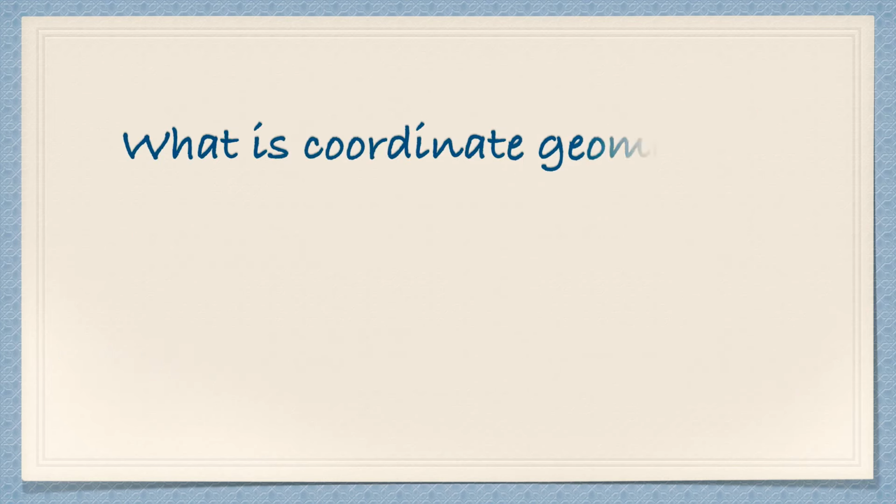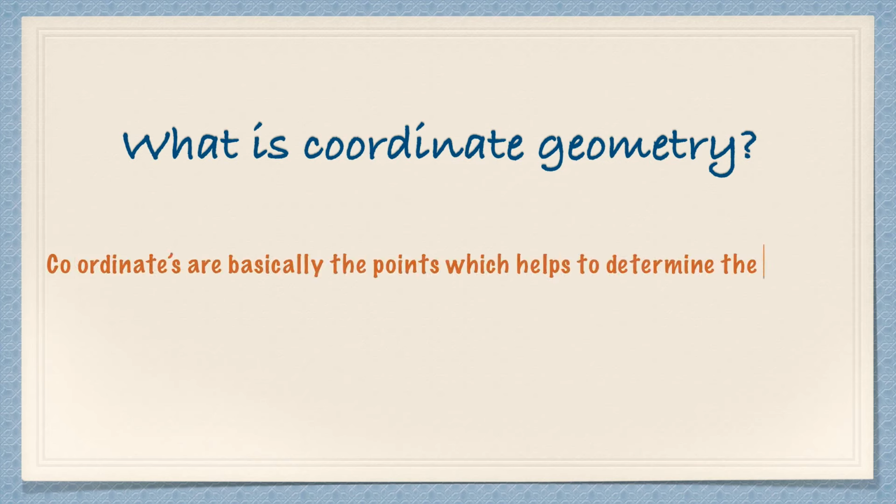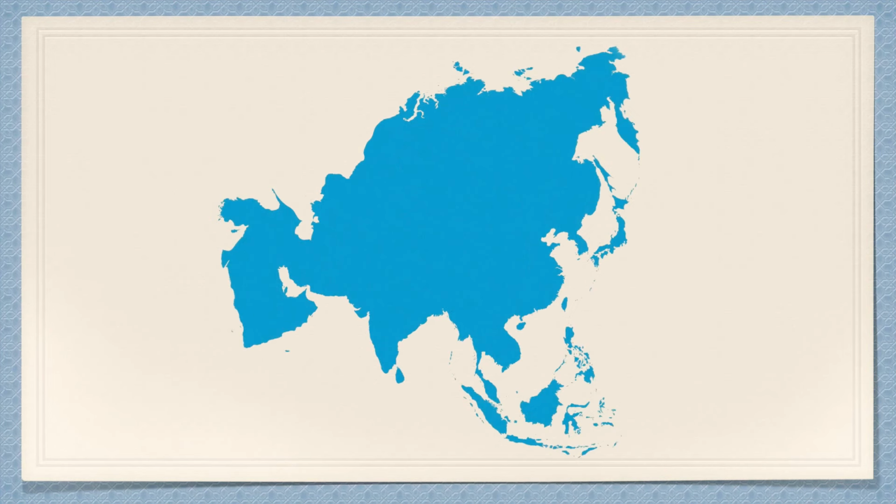What is coordinate geometry? Coordinates are basically the points which help to determine the position of a point or object in a plane. Let's take an example to understand this. Suppose you are traveling from a point A on a flight to a point B. And when you reach the point B, you ask yourself what could be the position of the point B.